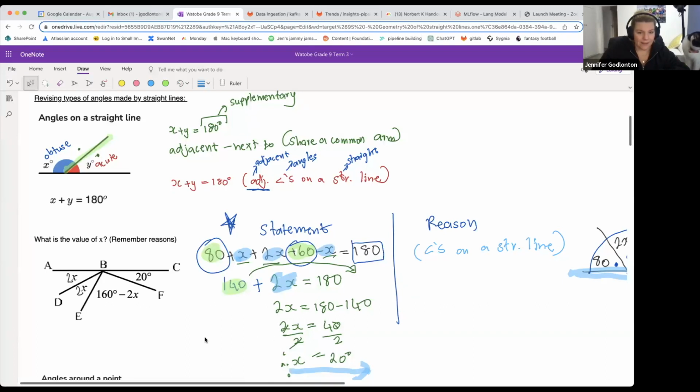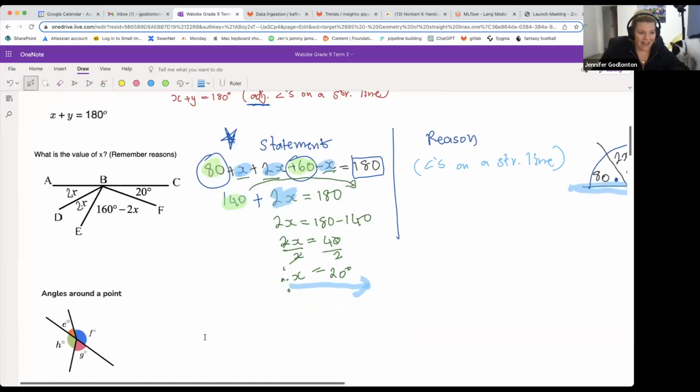Okay. Next one, we have got angles around a point. So what can you tell me about this little picture? I don't want to scroll on too much yet because I don't want to give away the answer. What can you tell me about all of those angles? So if I wanted to add them all together, what would I get?